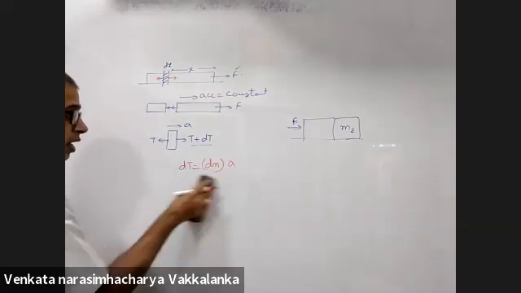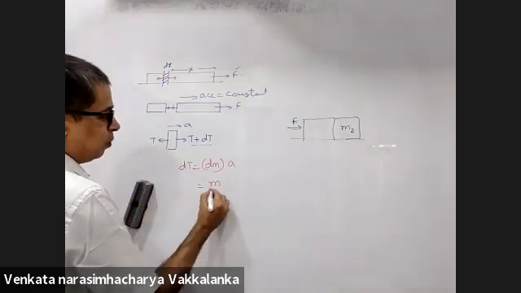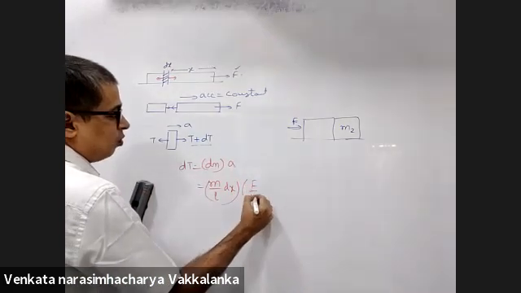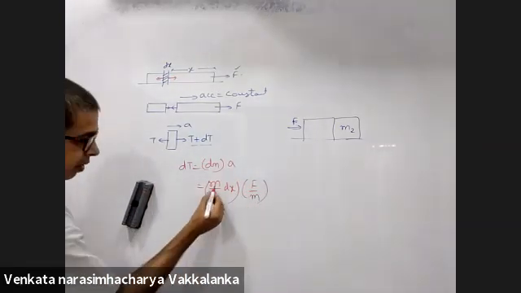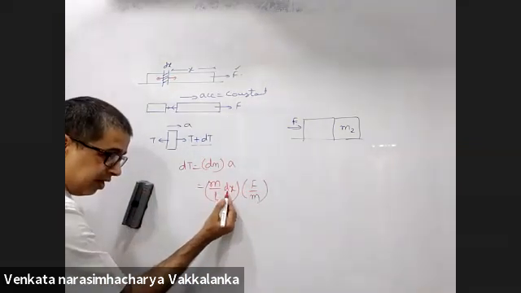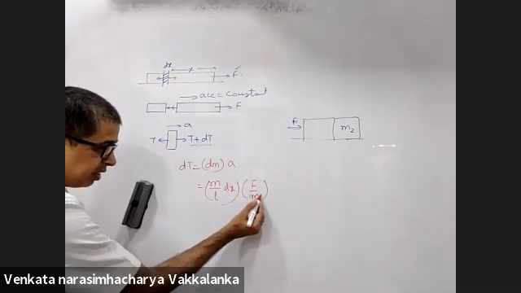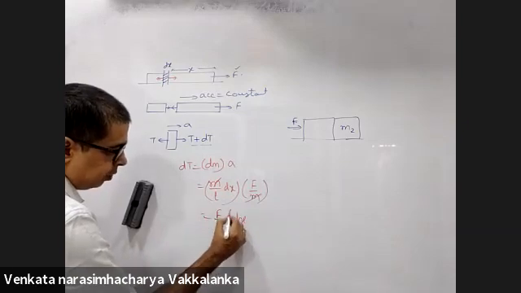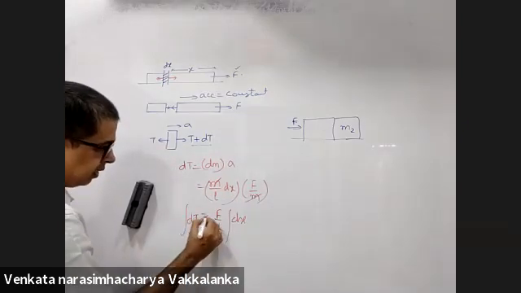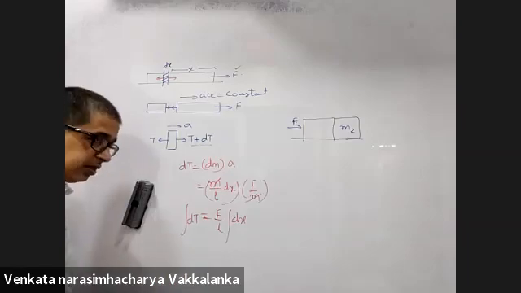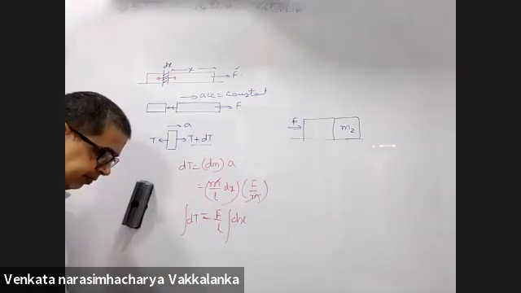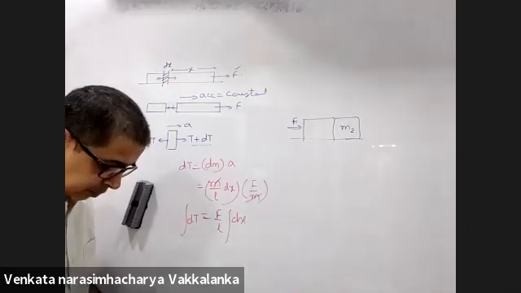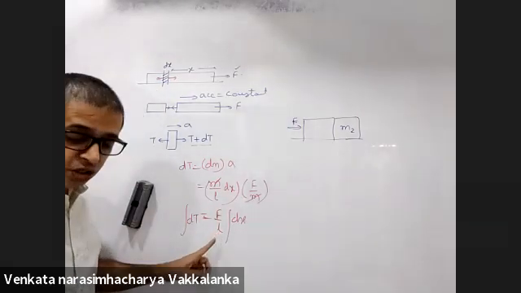dm, how will you calculate it? Mass per unit length into dx, where mass per unit length is M by L. Acceleration is force by mass. Then integrate. Did I teach you this procedure? Yes, sir. Do you recollect this now? Yes, sir. Now, this will be the most traditional way.